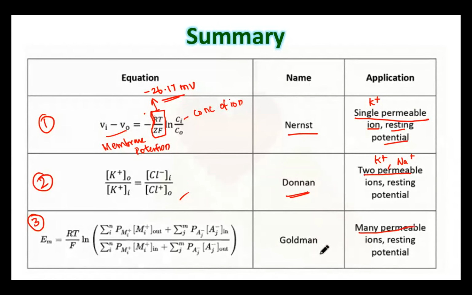For a many-permeable membrane, with more than two ions, like calcium, potassium, and chloride, you use the Goldman equation. You can follow this equation. In the Goldman equation, P is nothing but permeability. They will give the permeabilities and the inside and outside concentrations. Just substitute and solve it.